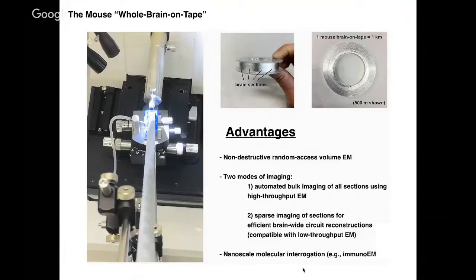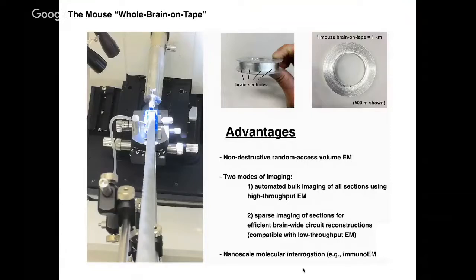So I list 3 advantages relative to other volume EM techniques, such as FIB and the serial block face technique. For instance, it's a non-destructive technique that allows for random access volume EM. Non-destructive, I mean, once the brain is on tape, it's always on tape. You can go back and re-image it at high resolution if need be. If there's some ambiguity you're trying to resolve, it's not a problem.